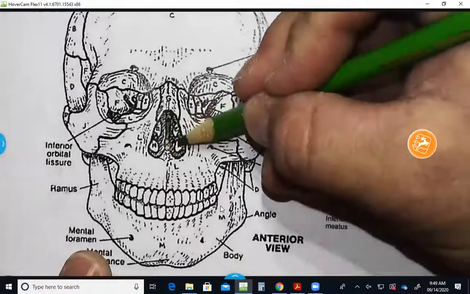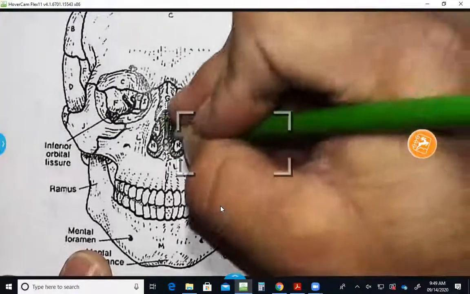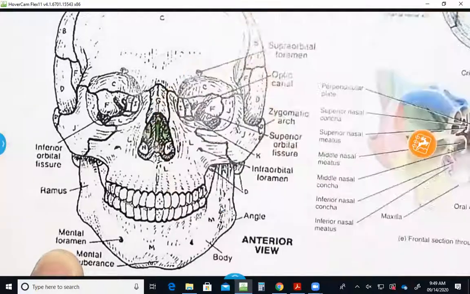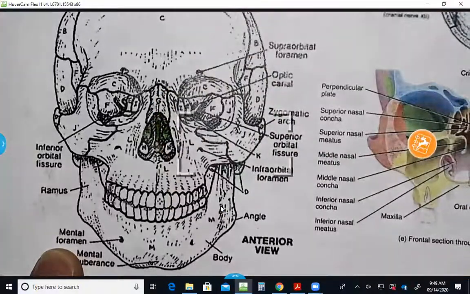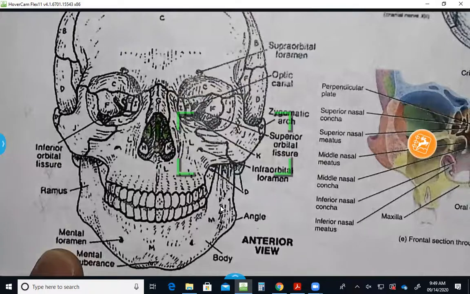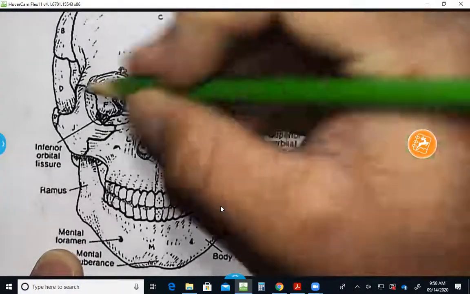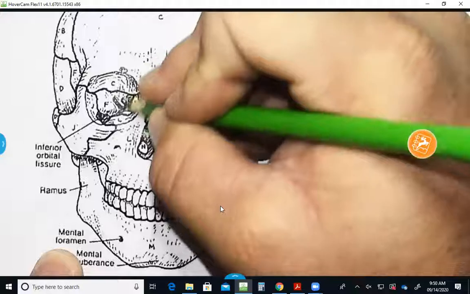If you look here, you can also see some hook-like structures. The top one that you can see on each side is the ethmoid bone. And your ethmoid also is involved with our eye socket.